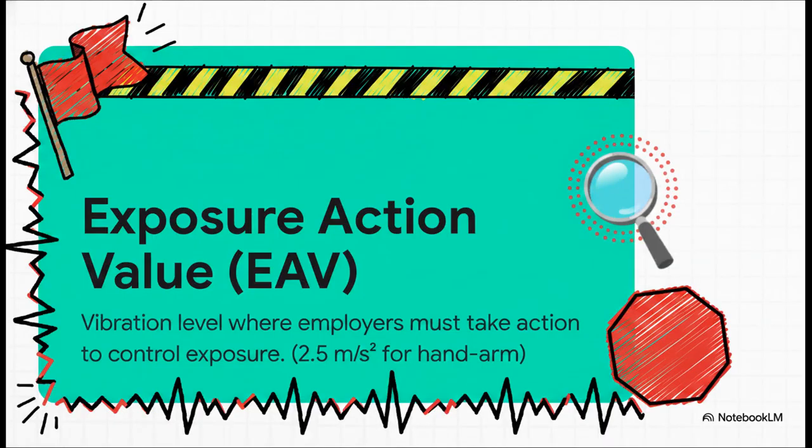Let's make sure we define these terms crystal clear. Think of the EAV as the caution zone of your vibration budget. The EC directive standardizes this as a daily amount of exposure over an 8-hour period. Once a worker crosses that 2.5 meters per second squared threshold for hand-arm vibration, a massive red flag goes up. As an employer, you can't just ignore it. You are legally required to step in and take definitive documented action to bring that exposure down.